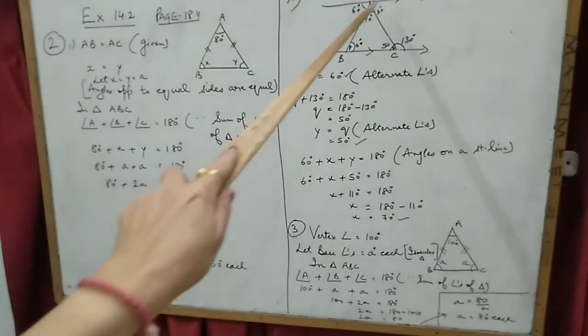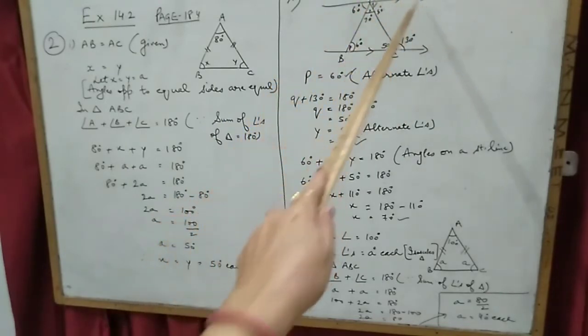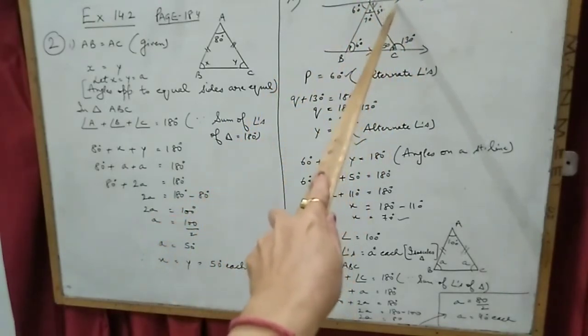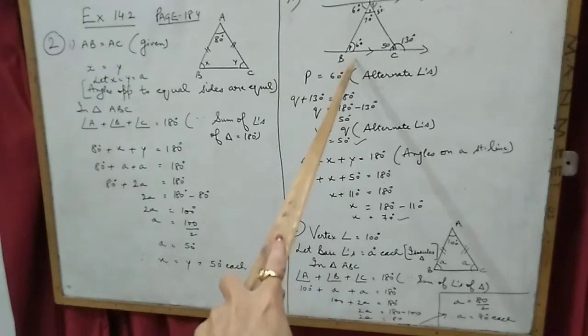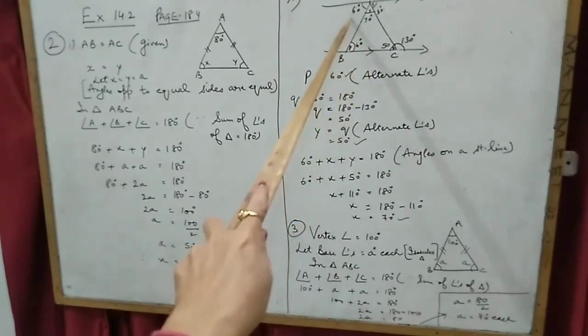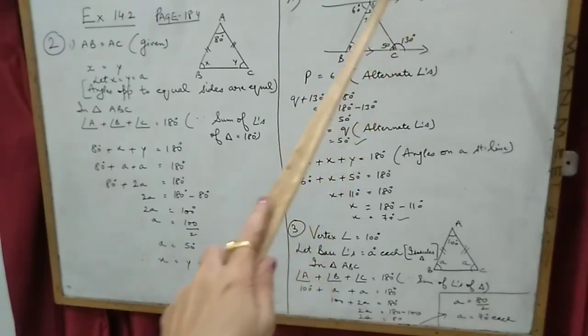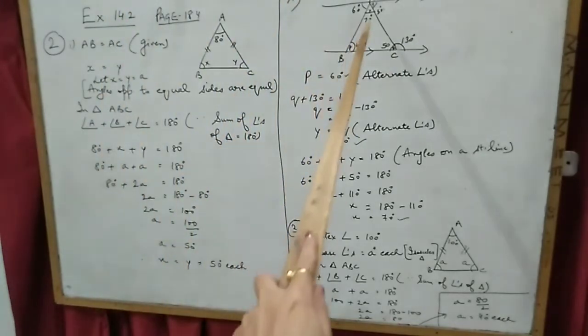Here children, they have given us two parallel lines. See this line and this line. This is the symbol of parallel. This is the symbol of parallel. Okay, 60 degrees and 130 degrees are given in your question. Nothing else is given. Here they have written x.